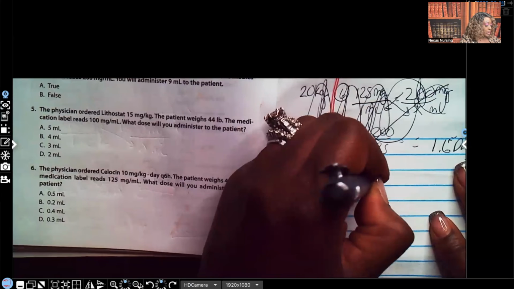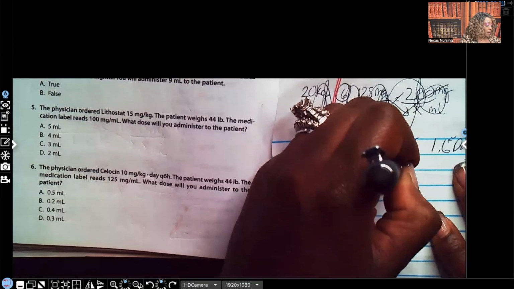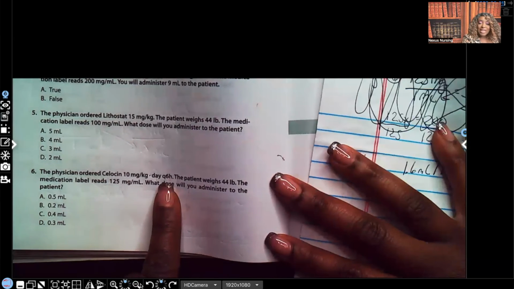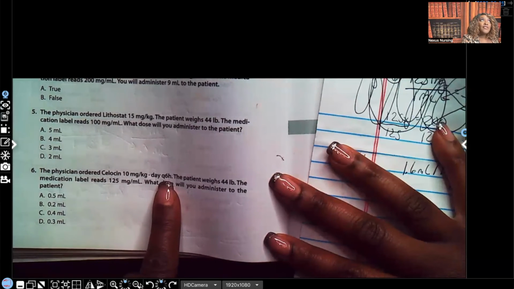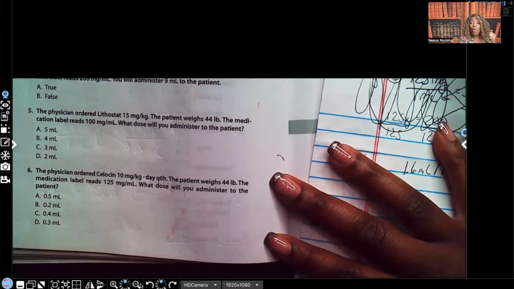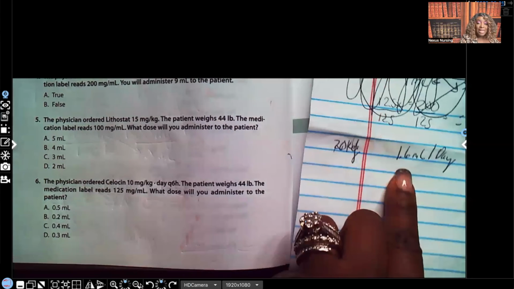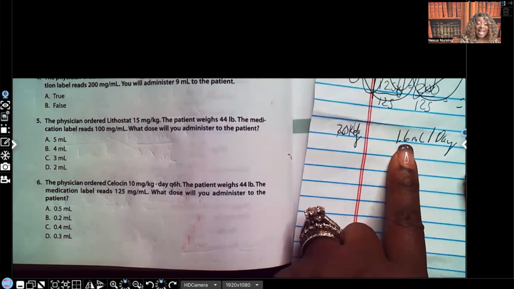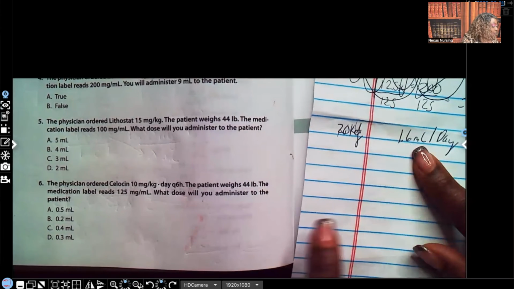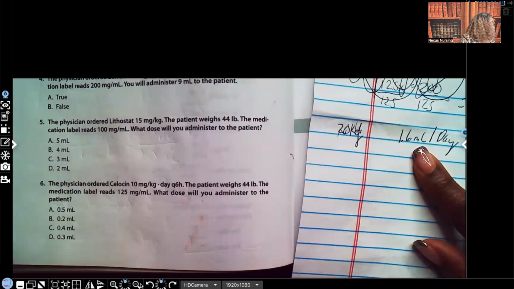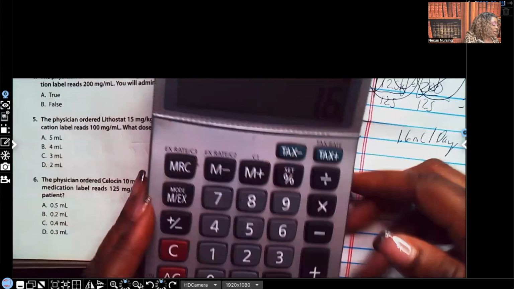So if I'm giving 1.6 mLs for the entire day, and it says that I'm giving this medication every 6 hours, that means I'm giving this medication 4 times a day. Why? Because 6 times 4 equals 24. That means this answer of 1.6 that I got, I have to divide that by 4, because I'm giving it 4 times. 1.6 divided by 4, and this better be the right answer.